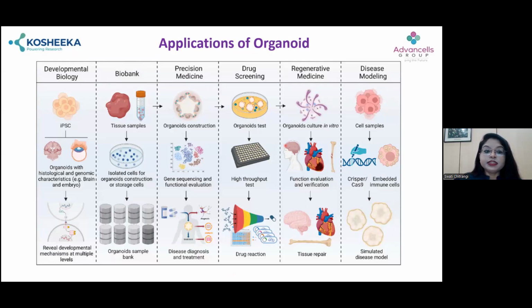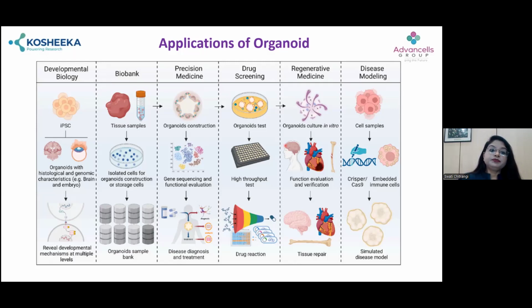Even these tissues can be biobanked also. From different kinds of patients, you can collect these tissues and you can make your biobank. And whenever you require to test any drug for any specific disease, you can take out this sample from the organoid biobank and you can use it for drug screening.